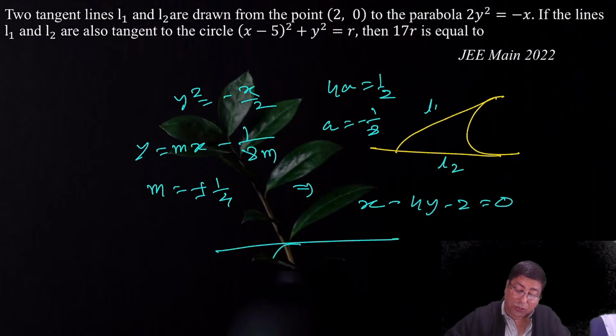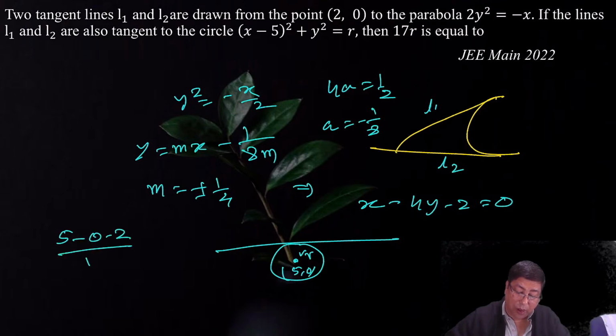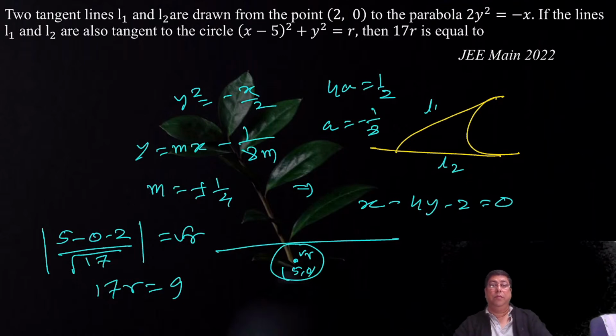And this is also the tangent to the circle whose center is coming what? Here it is (5, 0) and radius is root r. Therefore, we can write this as distance from the center equal to radius: 5 minus 0 minus 2 by root over 17 equal to root r. So, 17r equal to 9.